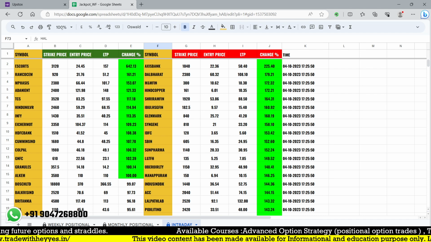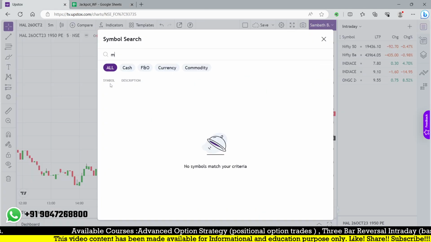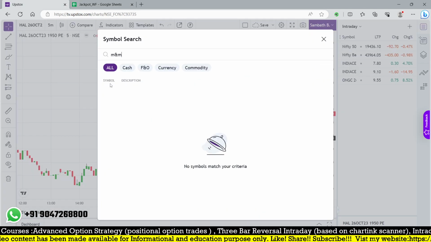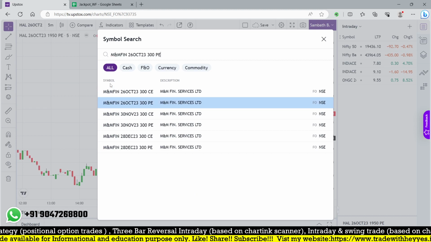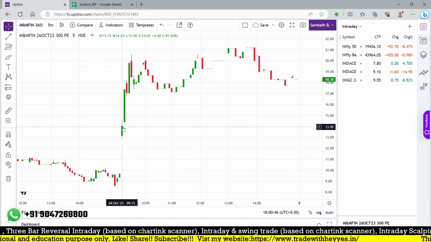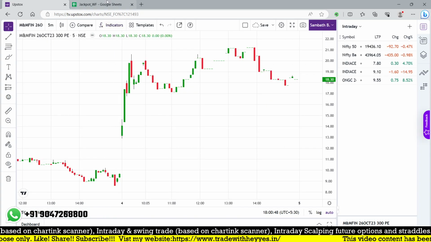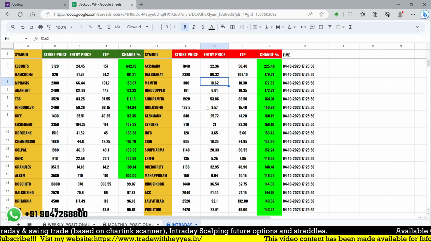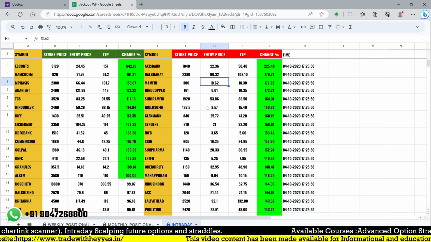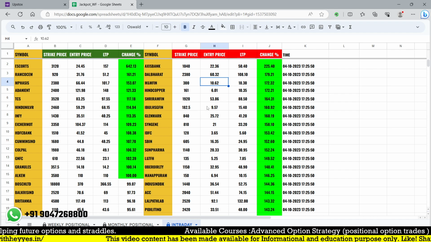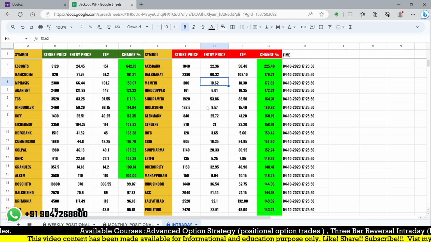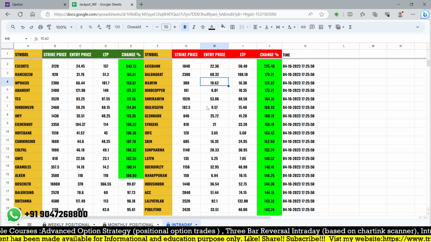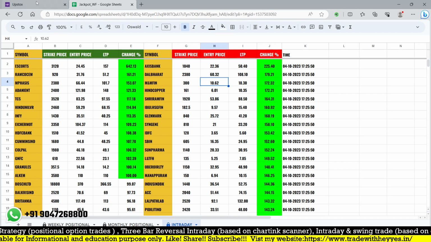You can see M&M Finance 300 put option. Someone who can do the trade on the 300 put option in the first 5 minutes, you can see it is trading around 14, but our entry point, the breakout point, is around 10.6. It has triggered our entry point in the first 5 minutes candle itself. That means it is a gap up or a gap down. So maybe the stock would be gap down and the option premium, the put side, would be a gap up.